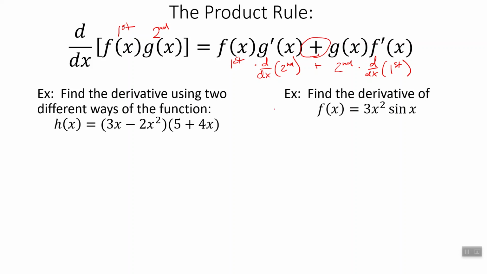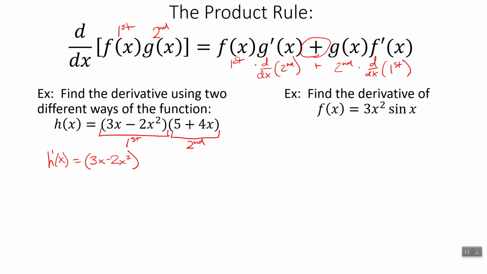All right, so let's try this on these two examples here. So the first one, we're going to try and do this two different ways. Once using the product rule, once by factoring. So here is our first function. Here is our second function. All right, so the product rule says that the derivative of h, which is h prime of x, will be the first guy, so we keep him the same, 3x minus 2x squared, times the derivative of the second guy.